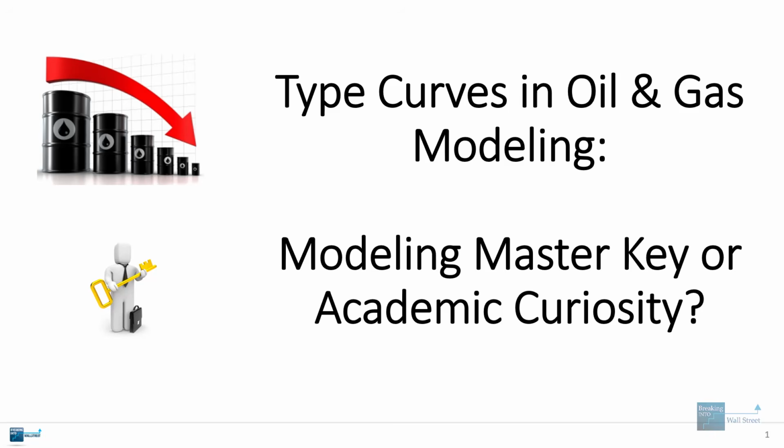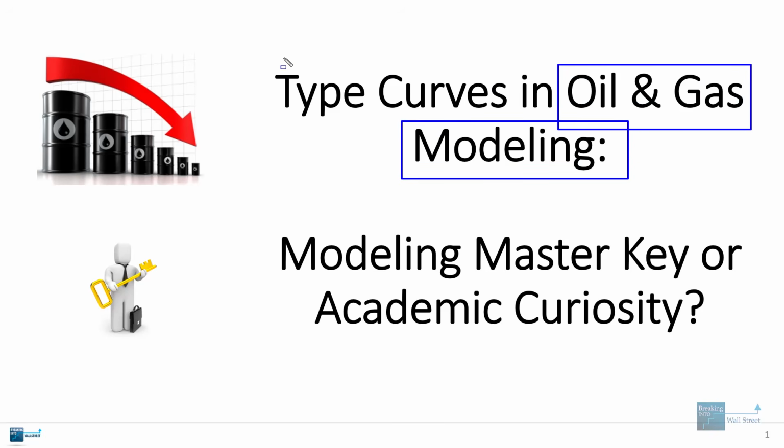As you can see, we're going to be going into a somewhat different topic this time around and talking about oil and gas modeling and specifically the concept of the type curve or type curves.